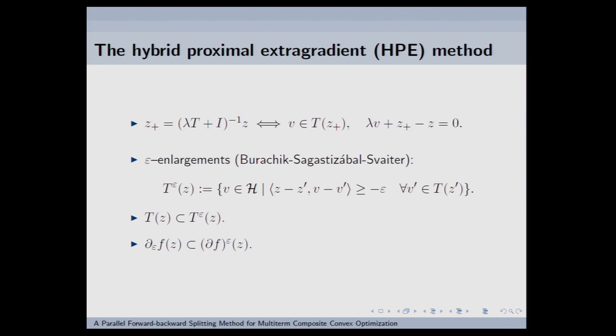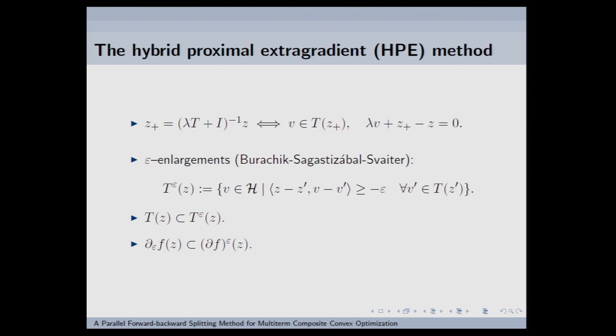And so how to relax the inclusion? To relax the inclusion, we use this epsilon enlargement. The epsilon enlargement is the outer approximation of the maximal monotone operator. It's not monotone, but it has a lot of interesting structure. It is similar to monotonicity, but we have minus epsilon here. This epsilon is positive, of course, or non-negative.